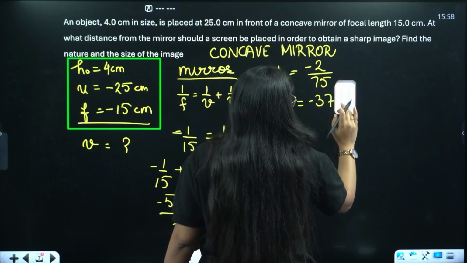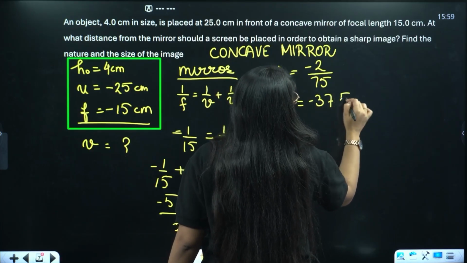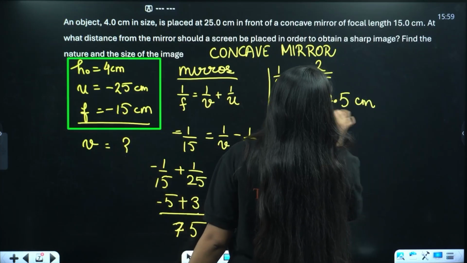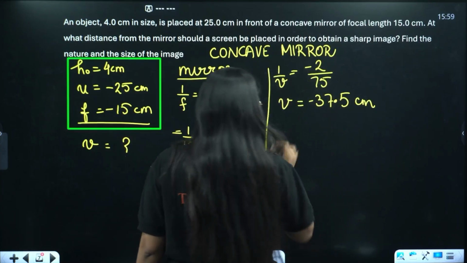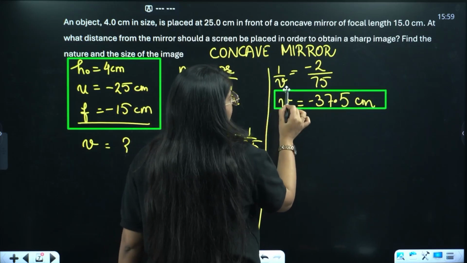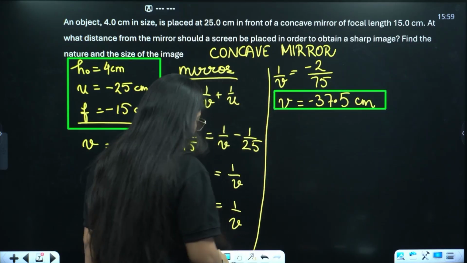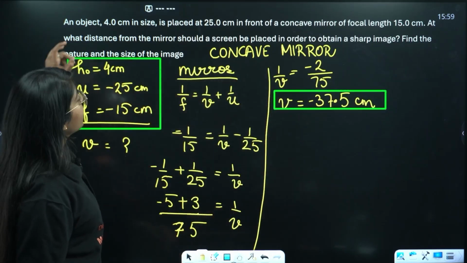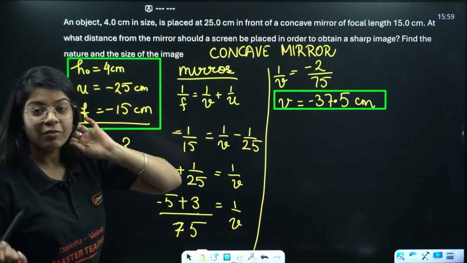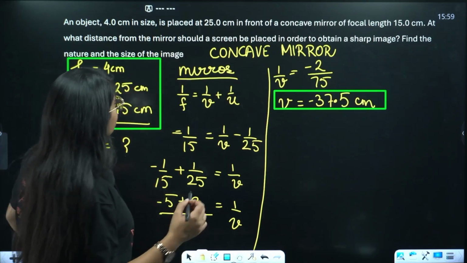And now keep in track what are the exact units. Here the units are centimeter. Correct? So this is the final position of my image. Right? Understood? Okay. Then we have to find the nature. Now this is a concave mirror. How will we find the nature? We also have to find the size.